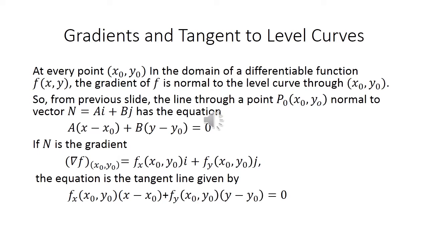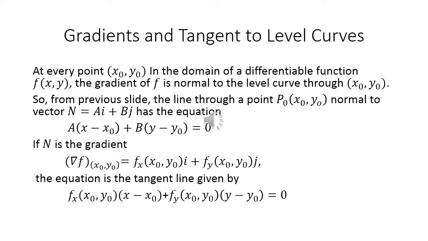To continue, at every point x naught, y naught in the domain of the differentiable function f of x and y, the gradient of f is normal to the level curve through x naught, y naught. So, from the previous slide, the line through a point p naught (x naught, y naught), normal to the vector n equals ai plus bj, has the equation a times (x minus x naught) plus b times (y minus y naught) equals 0.